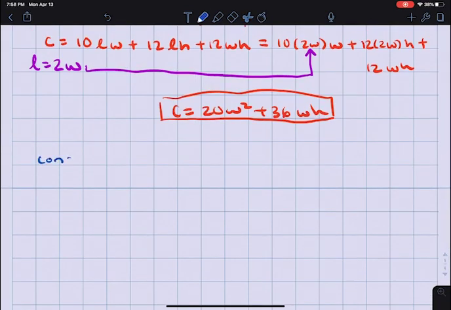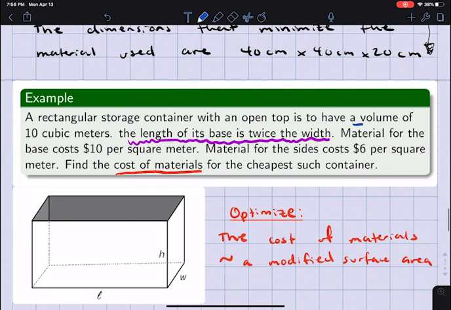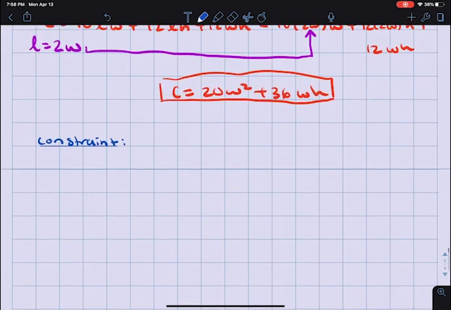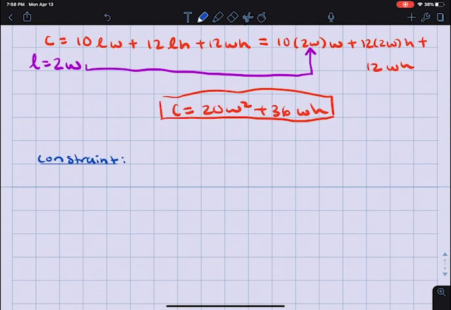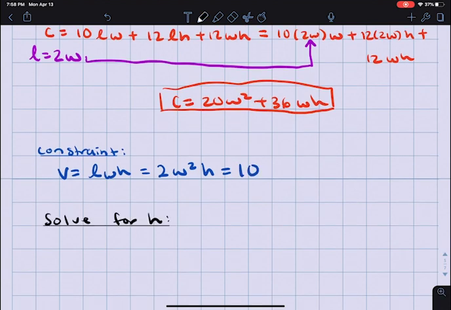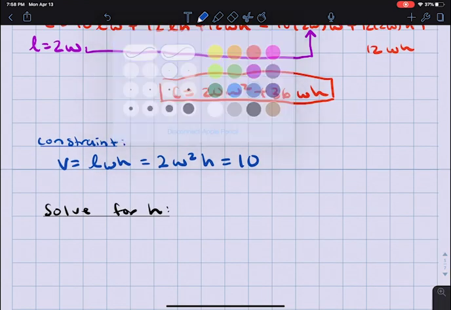So now we have to deal with our constraint. We see that we need to make sure the box has a volume of 10 cubic meters. And so that means the length times the width times the height must be equal to 10. But again, we know the length is equal to twice the width, so in reality, we get that twice the width squared times the height equals 10. So at this point, it's roughly the same as the problem we've already done.